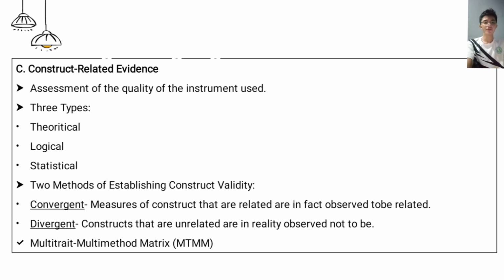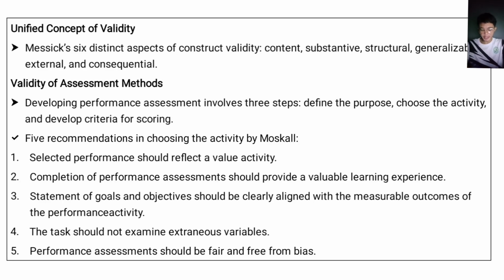So there are two methods of establishing construct validity. They are the convergent and divergent validations. Convergent validity occurs when measures of constructs that are related are in fact observed to be related. On the other hand, divergent is the completely opposite of the convergent. Divergent validity occurs when the constructs that are unrelated are in reality observed not to be related.